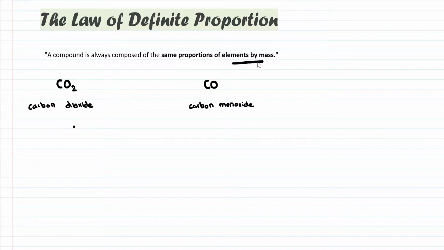On the left, we have carbon dioxide, and on the right, we have carbon monoxide. What's similar about both of these compounds? They're both constituents of the same elements. They're both made up of carbon and oxygen. That's what makes them pretty similar. So we're going to see the proportion in which carbon and oxygen are combined to make each of these compounds. As you can see by the definition, the proportions of elements by mass. So we're going to make a ratio of carbon to oxygen. All right, and for carbon dioxide, we'll do that one first.